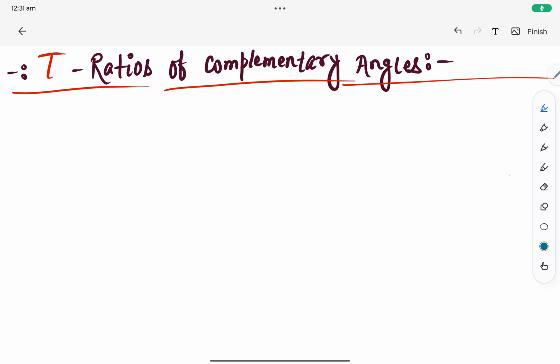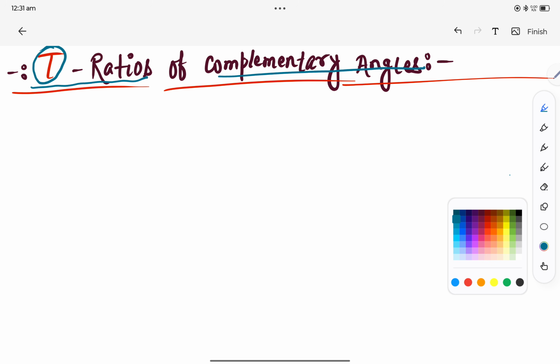In this lesson, I am dealing with trigonometric ratios of complementary angles. So basically, you are familiar with these terms, trigonometric ratios and complementary angles. Before we talk about trigonometric ratios of complementary angles, we have to introduce in short what complementary angles are.